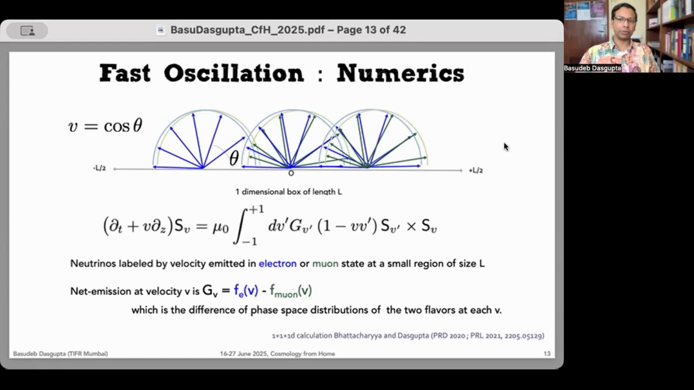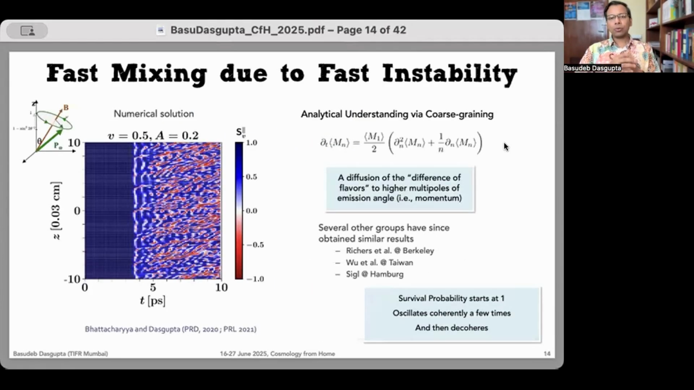Let me skip this slide because it's a bit too technical. What likely happens is that these neutrinos, which are undergoing fast collective oscillations, are oscillating over extremely tiny length scales and time scales. So this is a little numerical simulation of these fast oscillations. On the x-axis is time in picoseconds. On the y-axis, space in 0.03 centimeters, so that's less than a millimeter. And you can see that the wavelength and the time period of these oscillations is extremely small. So this is a really, really microscopic phenomenon.